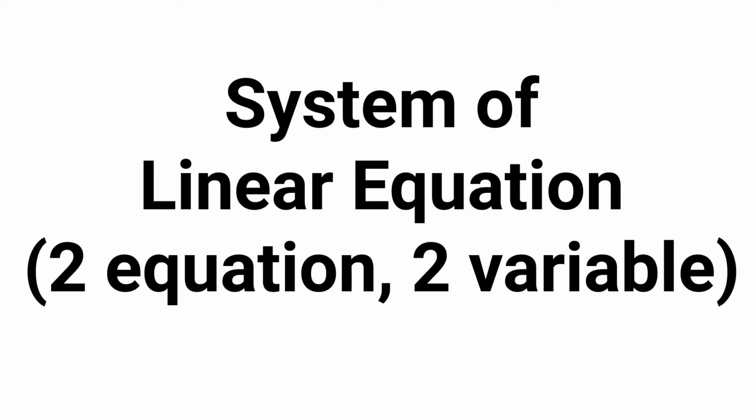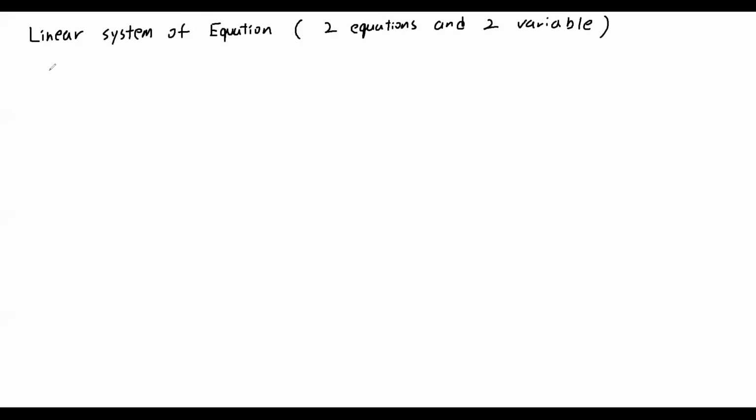In this lesson, we will learn how to solve a linear system of equations when given two equations and two variables. We will identify a couple of vocabulary words and also the three types of outcomes that could happen. The two methods we will be using are elimination or substitution. All right, let's get started.